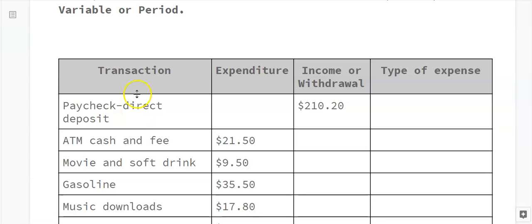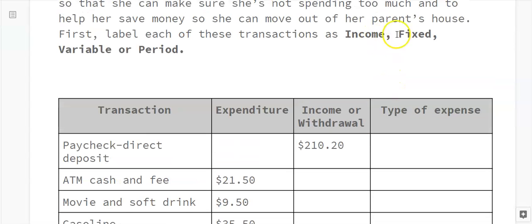So the first transaction is a paycheck. And so a paycheck, is it income, fixed, variable, or period? You're right. It is income. So all you have to do is come in here and type in income. Okay, that's all you got to do.